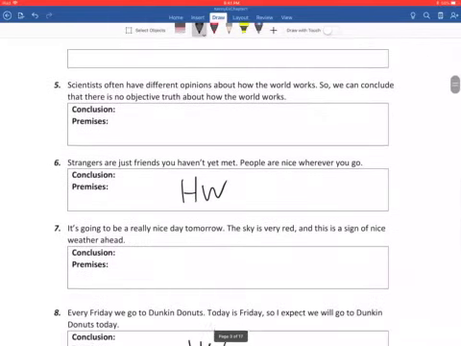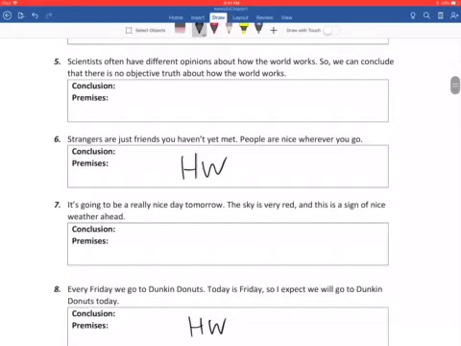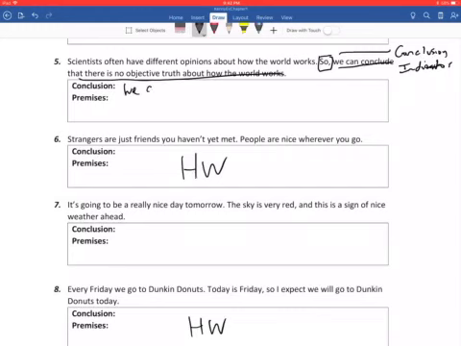Okay, down to number 5. Scientists often have different opinions about how the world works, so we can conclude there is no objective truth about how the world works. All right, now this word so is, as the textbook points out, a conclusion indicator word. All right, so it indicates that what comes after it is the conclusion. So the conclusion here is, we can conclude, which also gives the game away, that there is no objective truth about how the world works, right?